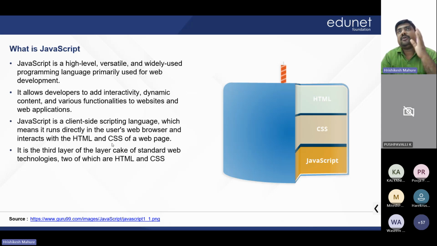We know that if you want to change the design, then JavaScript must interact with the CSS. If you want to manipulate the structure, then JavaScript must interact with the HTML. So if you want to make the structure and design dynamic, we will use JavaScript with the CSS and the HTML, and it is the third layer of the standard web technology. We have HTML, CSS, and the third one is JavaScript. So that is the thing about JavaScript.